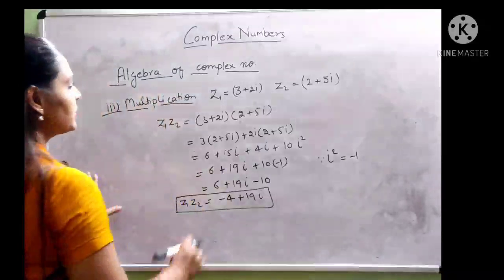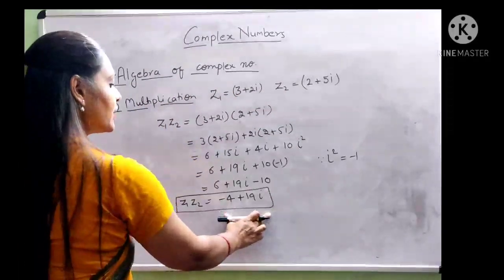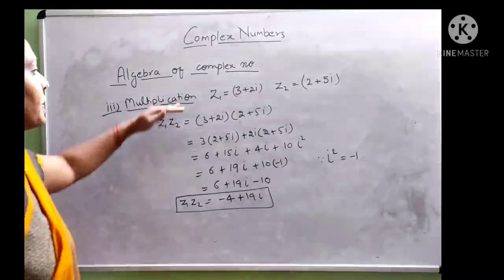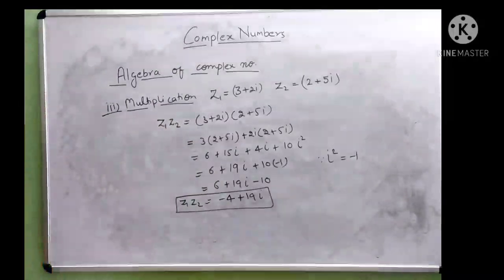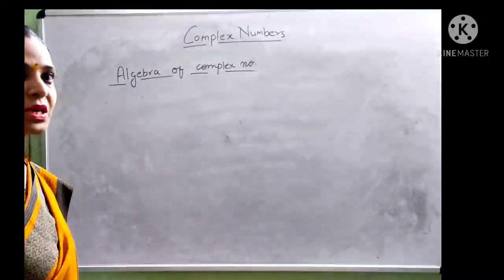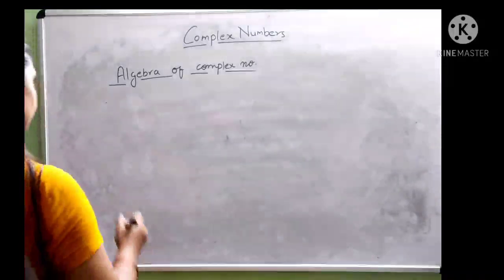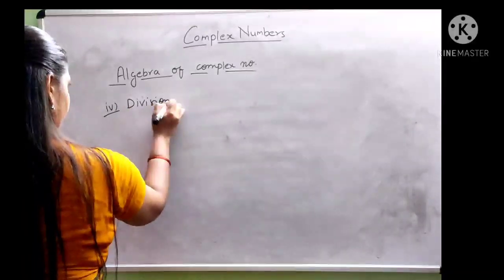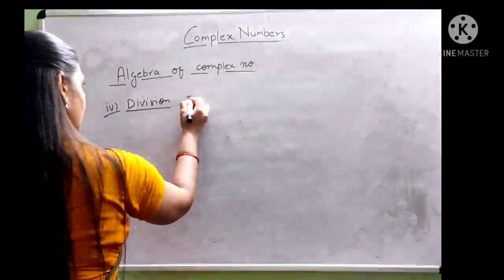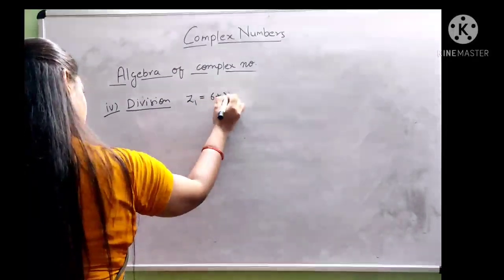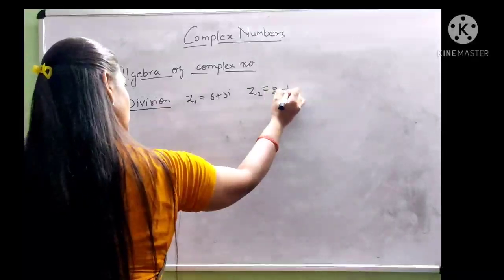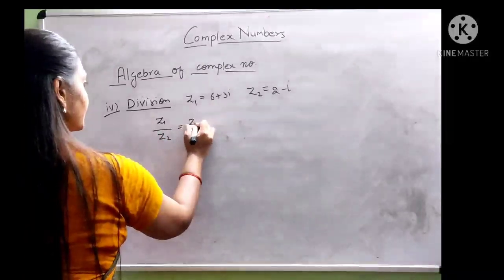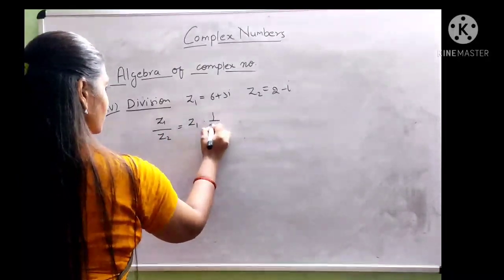Again you can see that on multiplication of two complex numbers, we get again a complex number as a result. So in this way you can multiply two complex numbers. Now we have to perform the division on complex numbers. Let z1 is equal to 6 plus 3i and z2 is equal to 2 minus i. We have to find out z1 upon z2. We can write it like this: z1 multiplied by 1 upon z2.